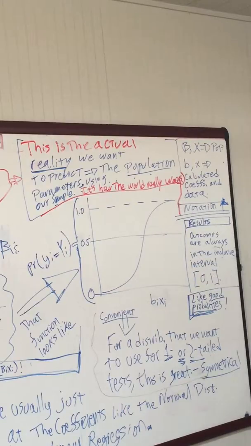We like symmetrical functions. The outcomes are always in the inclusive interval 0 to 1, which is a good result for a probability. It's very compatible with thinking of those outcomes as probabilities. And this is also convenient because this logistic distribution, or the Logit distribution, is a distribution that we want to use to calculate one or two-tailed tests. And this is great because it's symmetrical.